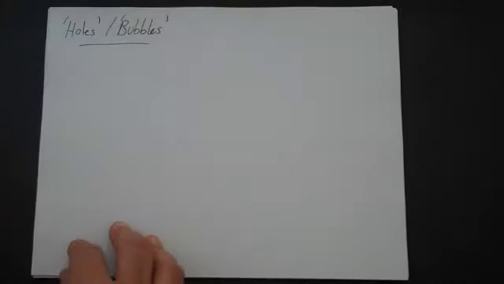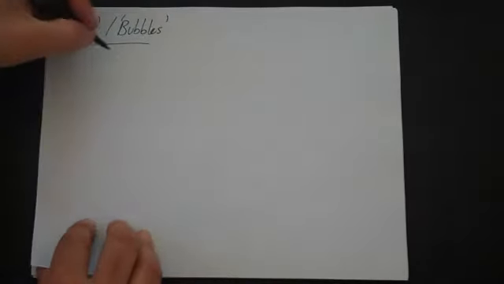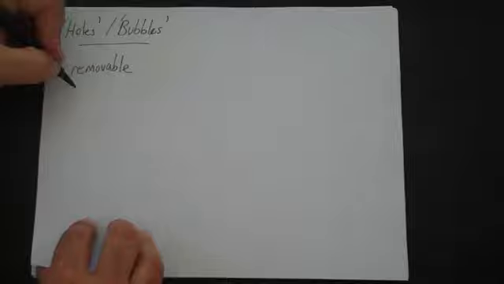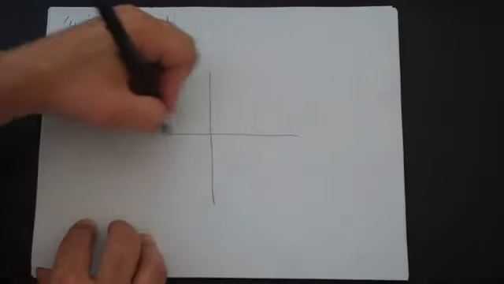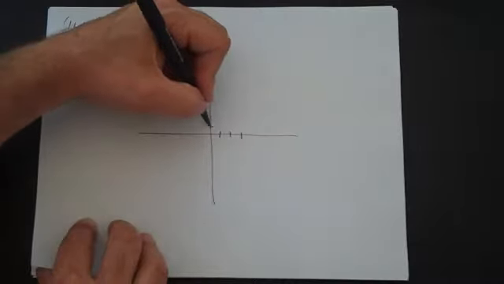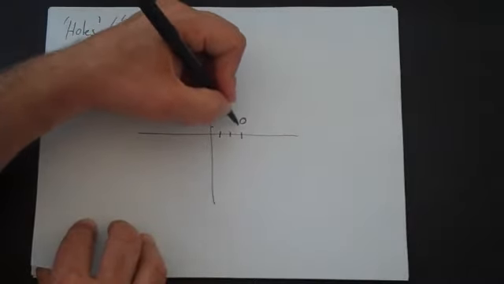The second one has different names. Sometimes they're called holes or bubbles. At that point, that's going to be a point discontinuity, or sometimes it's called a removable discontinuity. The reason it's called removable is that if you have a function where you could simply draw the function by removing a single point, then that would be an example of a removable discontinuity.